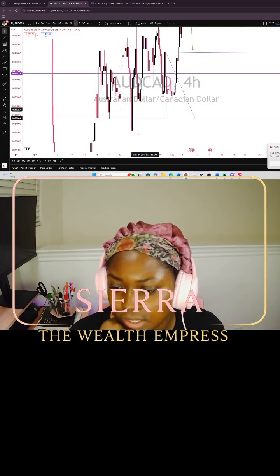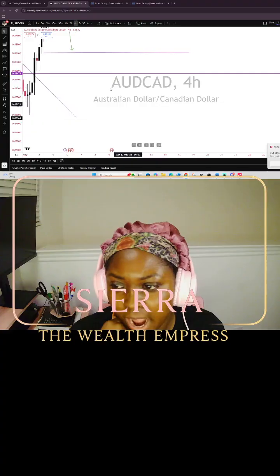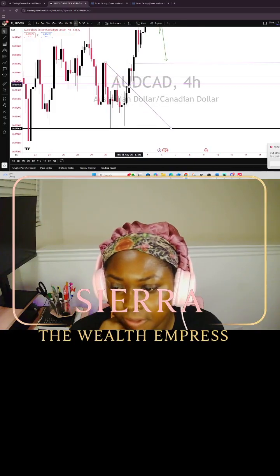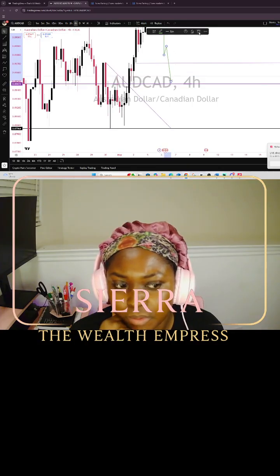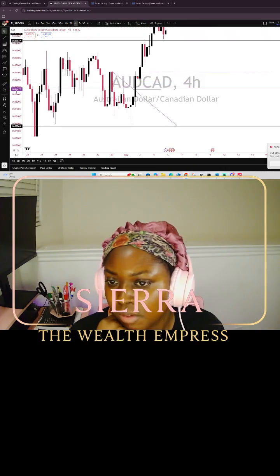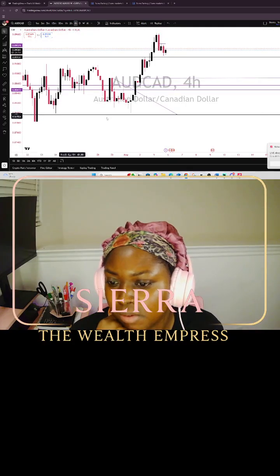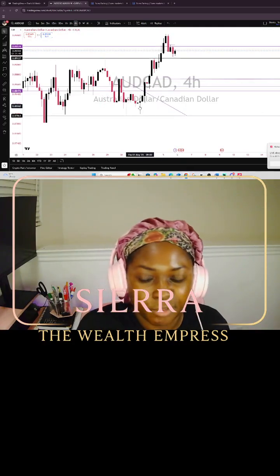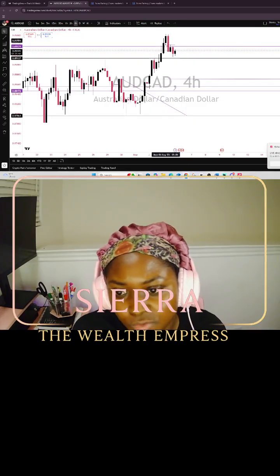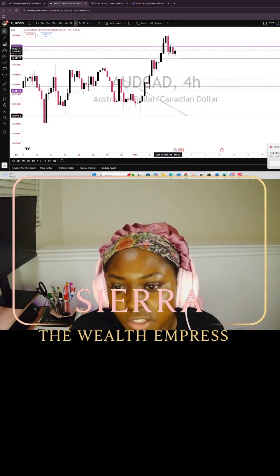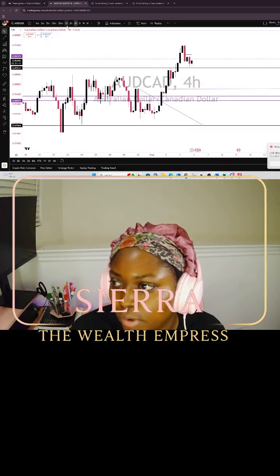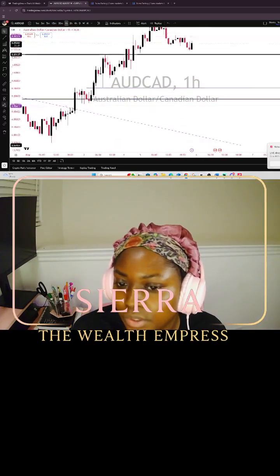Or this 4-hour fair value gap here. Okay? And this's got to give us some type of retrace, right? Because this is an impulsive move. All right. And so this is just trying to trade the correction of that move.